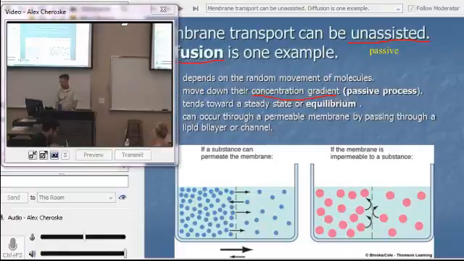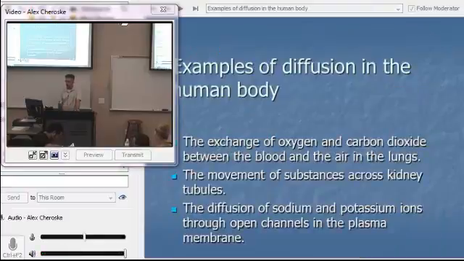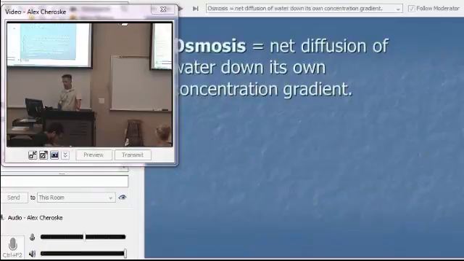Okay, so for diffusion, usually what we have here is an unassisted type of diffusion that is going to move from high concentration to low concentration until it reaches equilibrium. Okay? And like we said, there are various examples in the body of when diffusion is very important, and we'll hit those along the way when they become relevant for a particular system and our understanding of it.